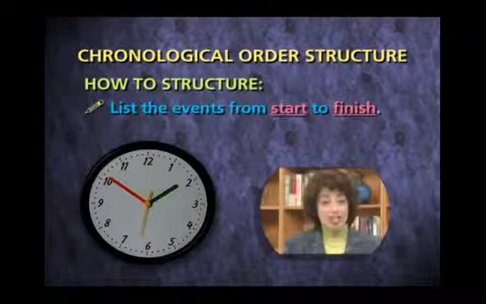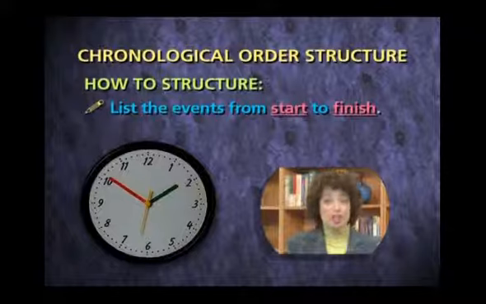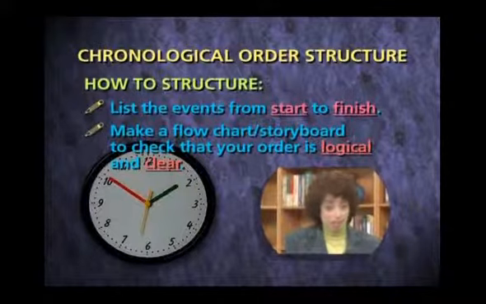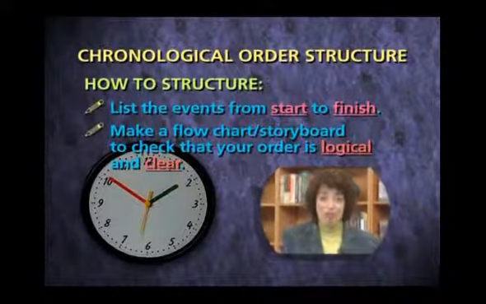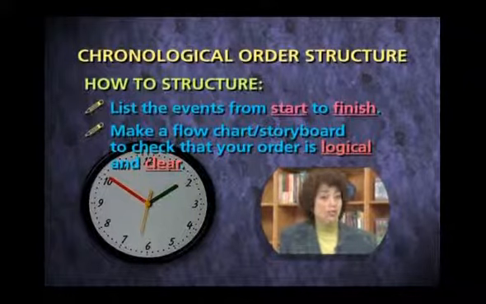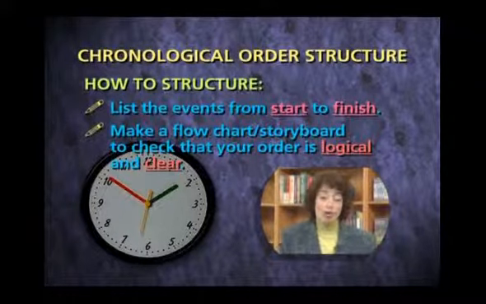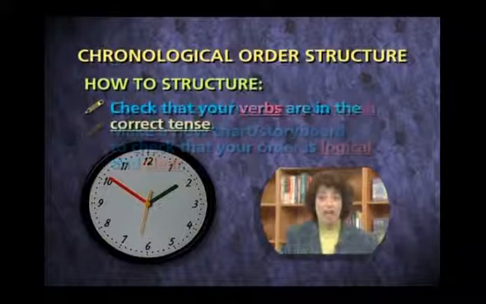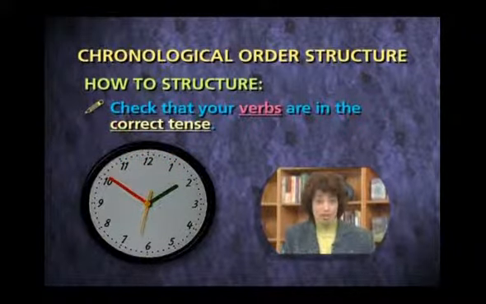You list the events from start to finish. You make a flow chart. We learned that in the first program, to check that your order is logical and clear. Or you can make a storyboard. And you check that your verbs are in the correct tense.